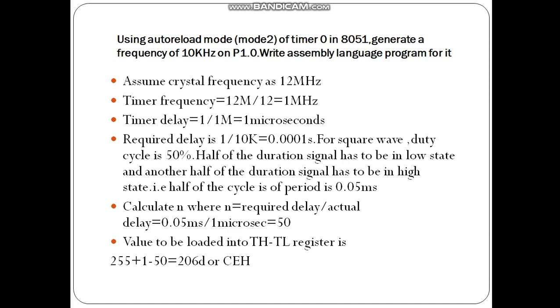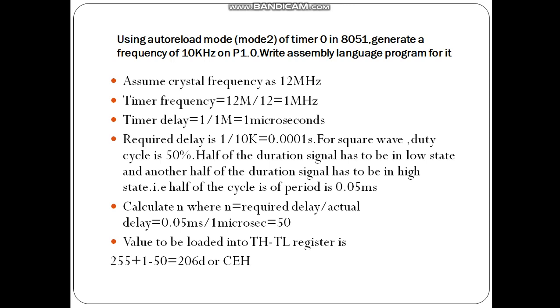So here when I say a square wave, a logic high signal has to be generated for a duration of 0.05 milliseconds, and for another 0.05 milliseconds a complement signal has to be generated. Initially if it is logic 1, then a logic 0 signal has to be generated. If it is logic 0, then a logic 1 signal has to be generated. Then we need to calculate the count. It is the delay required divided by the actual delay. Here the delay required is 0.05 millisecond divided by the delay offered by the timer of the microcontroller, which is 1 microsecond, and the count comes up to 50.